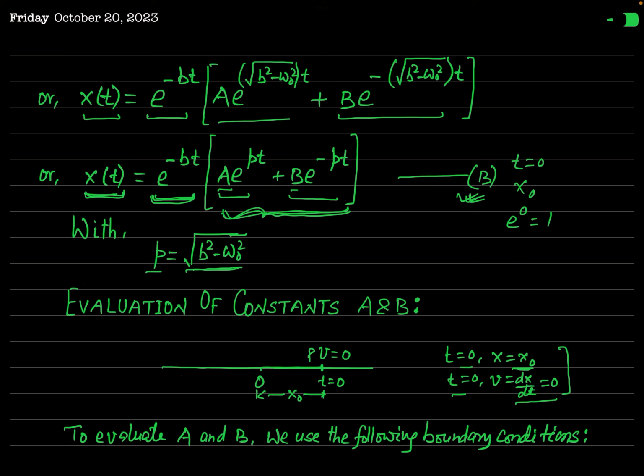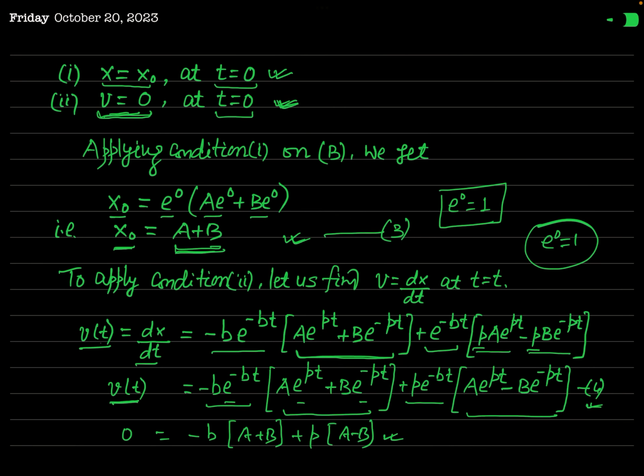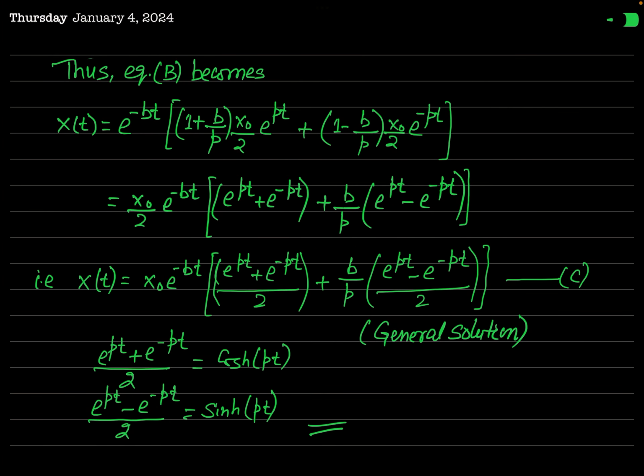Okay. So see this equation. At the place of a, now what we will write? That will be written as x naught by 2 times 1 plus b by p. And at the place of b, now you have to write x naught by 2 times 1 minus b by p. Okay. X naught by 2 will now again be a common factor. That will be a common factor. And our result will be what?